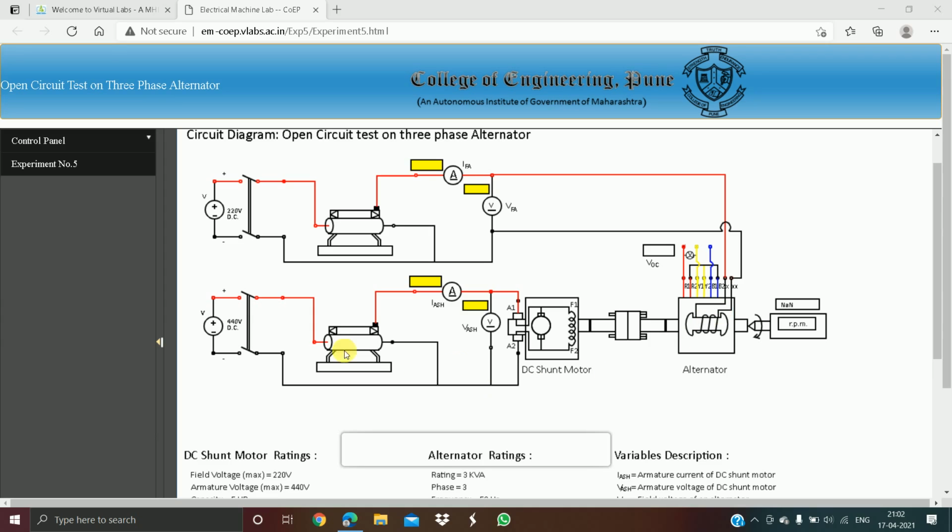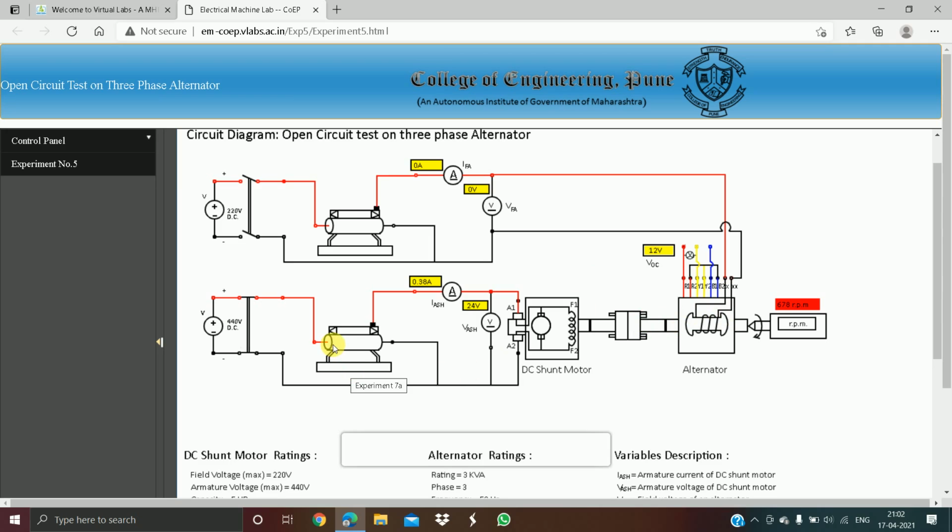Close the DPST switch connecting the armature winding of the DC shunt motor. Between them, the rheostat is placed, which acts as a voltage divider, and by varying it, the voltage of the DC shunt motor is varied. Now, by increasing the rheostat value, current starts to flow through the DC shunt motor, and a mechanical output is given, which is coupled to the shaft of the rotor of the alternator.